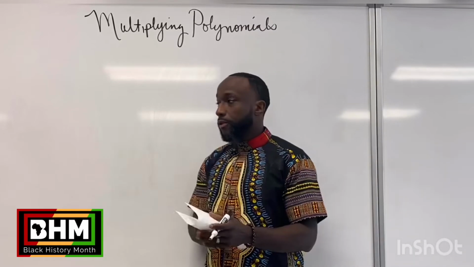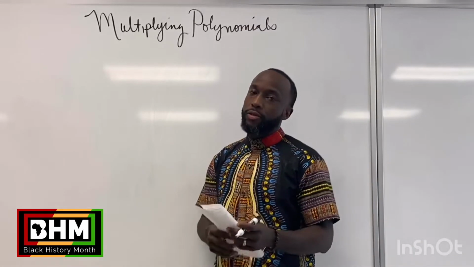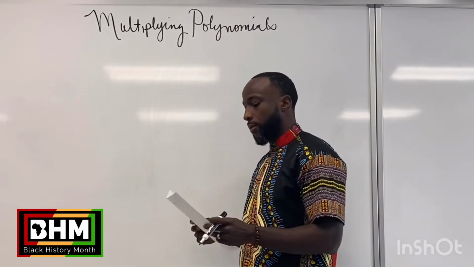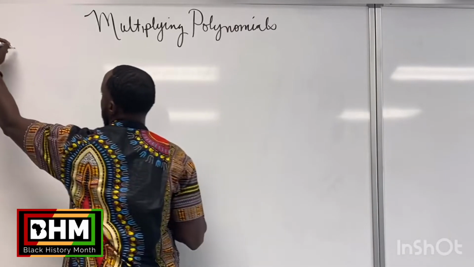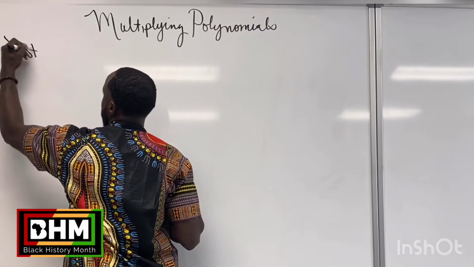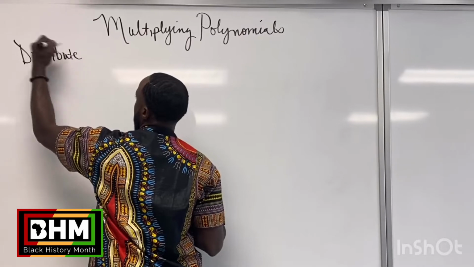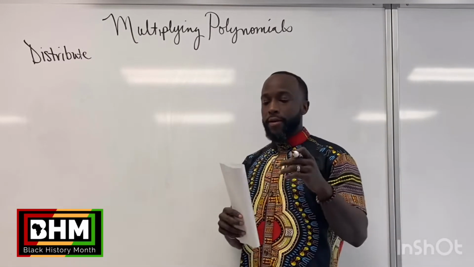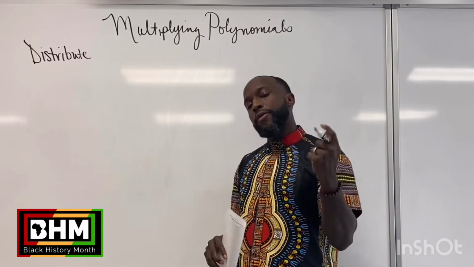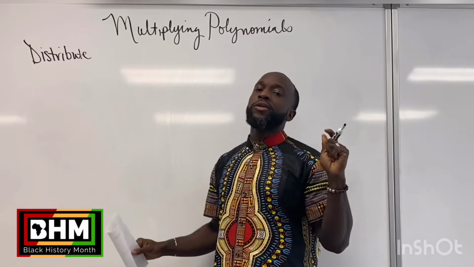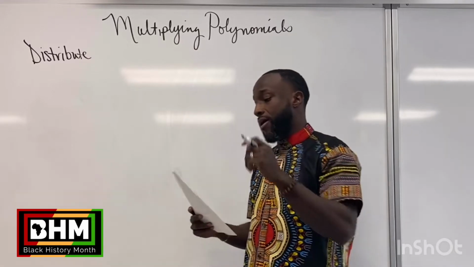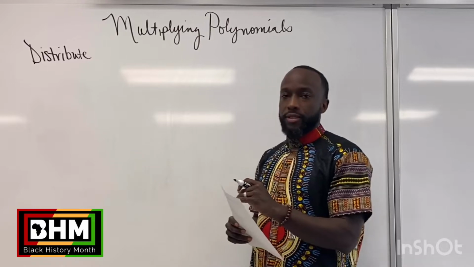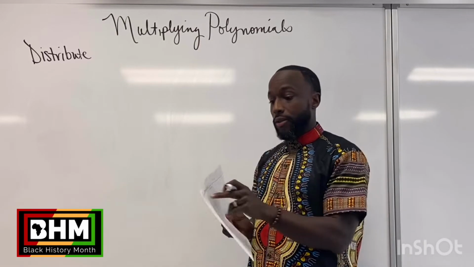Multiplying polynomials is like the prelude to double distribute, and hopefully it helps you guys by the end of this video. Our main word is distribute. When you're multiplying polynomials, you're going to be distributing, which means there's going to be a number or variable outside of the parentheses, and it's going to be given to everything that's inside. So you're multiplying a number or variable times the polynomial. That's what goes on this line.